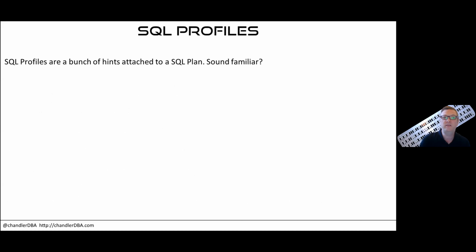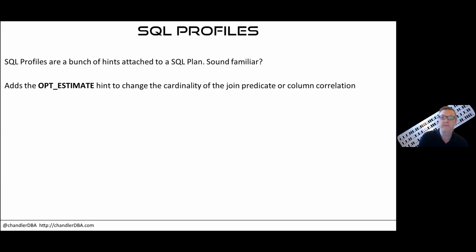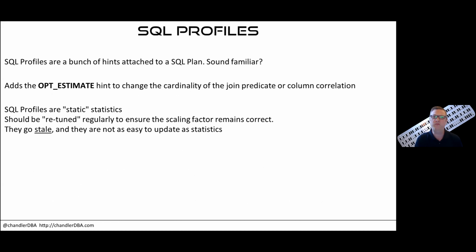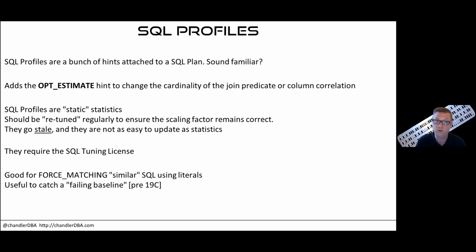We've also got SQL profiles, which are just a bunch of hints attached to a SQL plan, with an extra one called OPT_ESTIMATE, the intent of which is to change the cardinality of the join predicate or correlation. But SQL profiles are basically, because of OPT_ESTIMATE, static statistics. And you should retune them regularly to ensure that your scaling factors changed by OPT_ESTIMATE haven't gone wrong. They go stale. I've seen SQL profiles go stale after 2-3 months repeatedly. As your data changes, the profile needs to keep up to date, and there isn't a mechanism in the database to do that. You also need a SQL tuning license for SQL profiles.